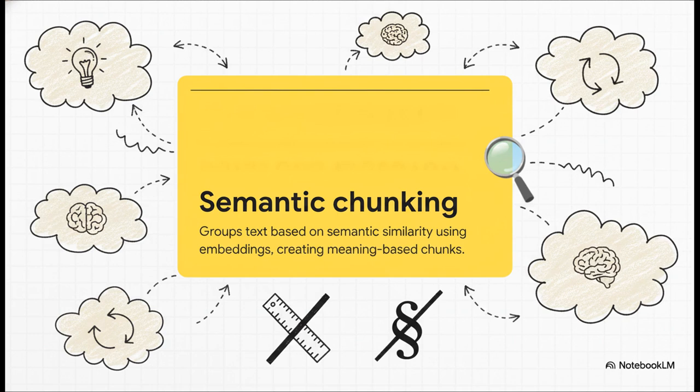And this brilliantly illustrates our next major leap forward, semantic chunking. Here we completely abandon structural markers. Gone. Instead, we group text based on semantic similarity using embeddings. Basically, the system evaluates the actual meaning of the words, grouping sentences that discuss the exact same concept into highly coherent, meaning-based chunks. It's a massive shift, moving entirely from structure over to substance.